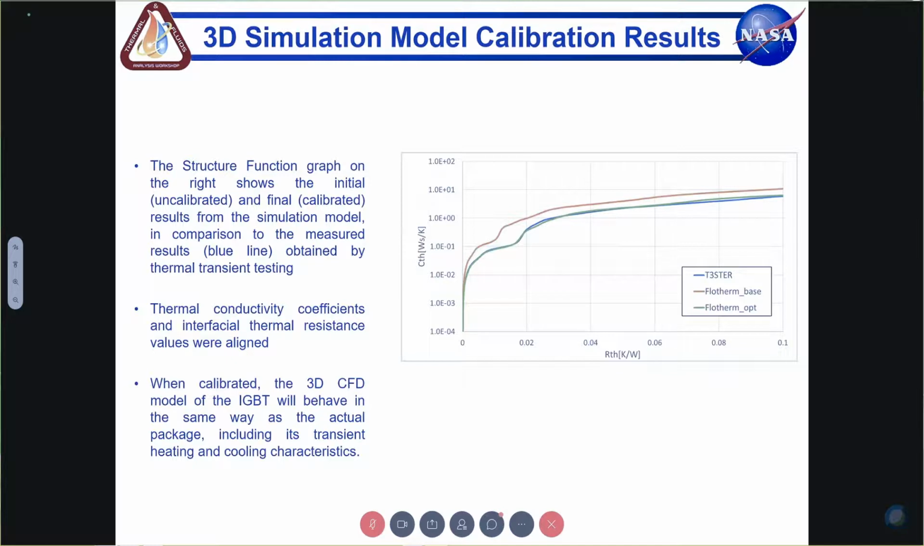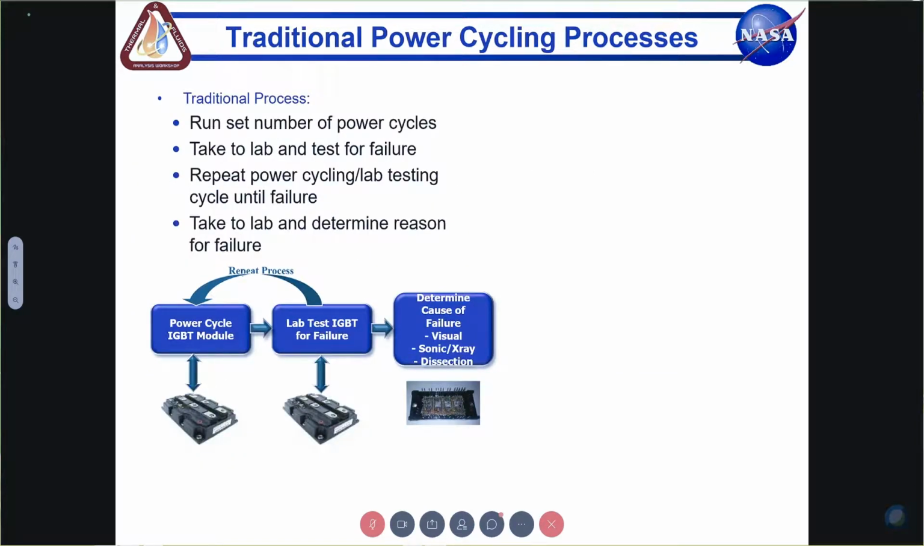And what you see here, these are the structure functions. The measured structure function is shown in blue, and the base structure function, which we created using the uncalibrated model, is shown in orange. And as you see, the shape is similar, but the resistances are slightly lower. This is because typically it's very hard to know the interfacial thermal resistances between material layers. So we didn't have that. And we had to implement those in the simulation. We used Flowtherm for this simulation. We had the tool figure out what those values were.